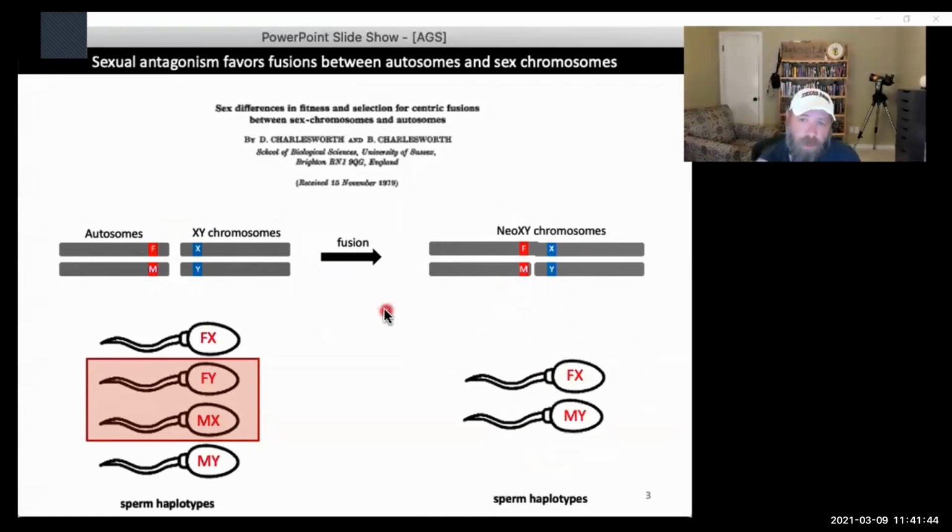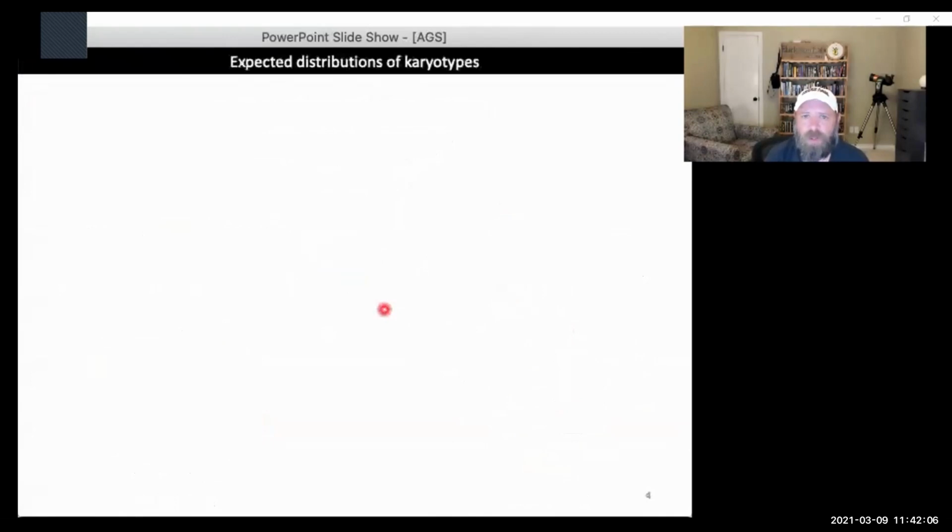Now, this was published 40 years ago, but nobody has found a way until very recently to provide any kind of quantitative test of this. And so we started thinking about ways that we could test this idea and see, are there more of these fusions between autosomes and sex chromosomes than we would expect by chance? The first thing that we did was we just started thinking about what the karyotypes should look like across a phylogeny if these things are favored.